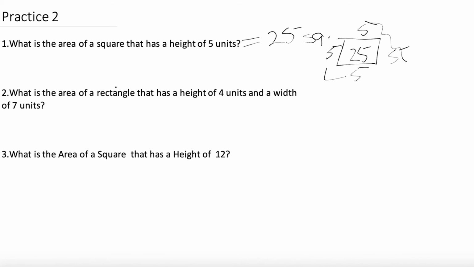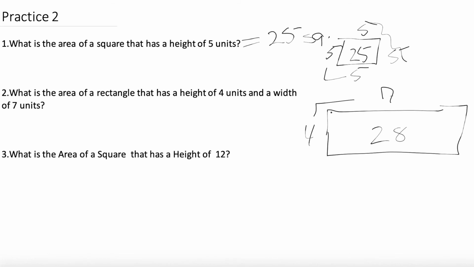Then we have 2. What is the area of a rectangle that has a height of 4 and a width of 7? So height of 4, width of 7. Not on point, but it's okay. Multiply these two, 4 times 7, and you get 28. So number 2 equals 28 square feet.